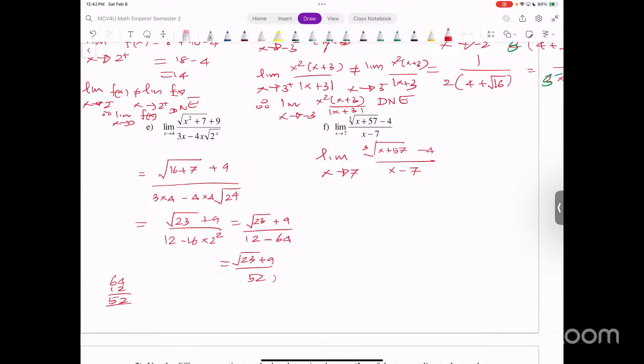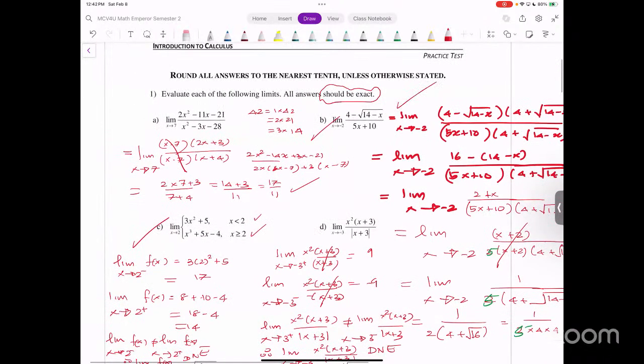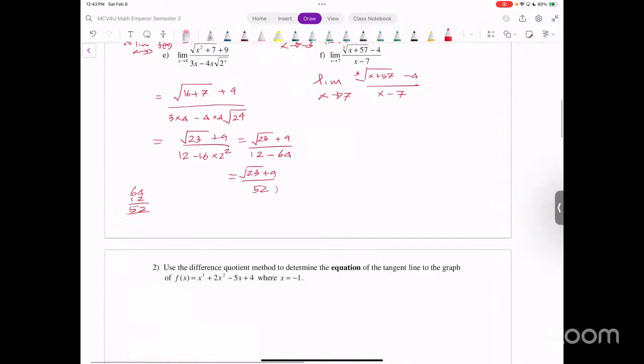You only need to rationalize something like this, where direct substitution doesn't work. Then we use the rationalization technique. Make sense?